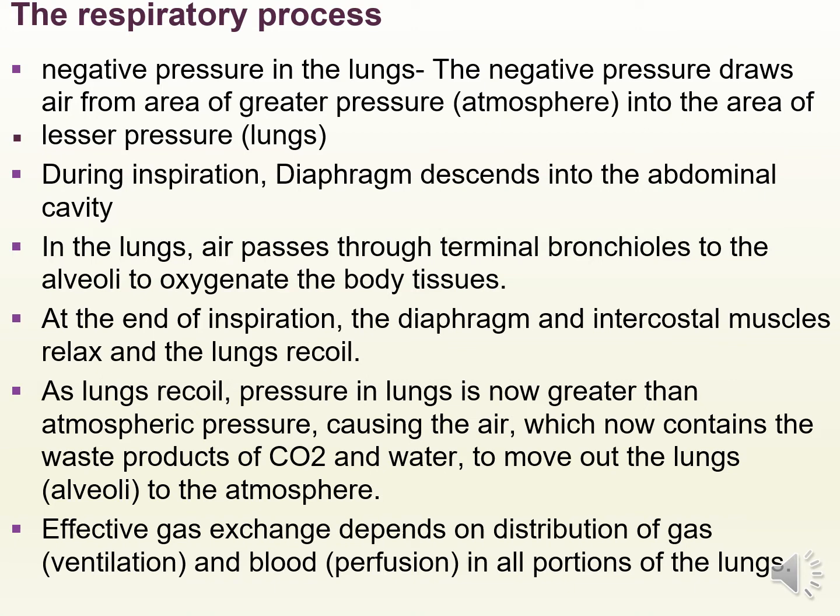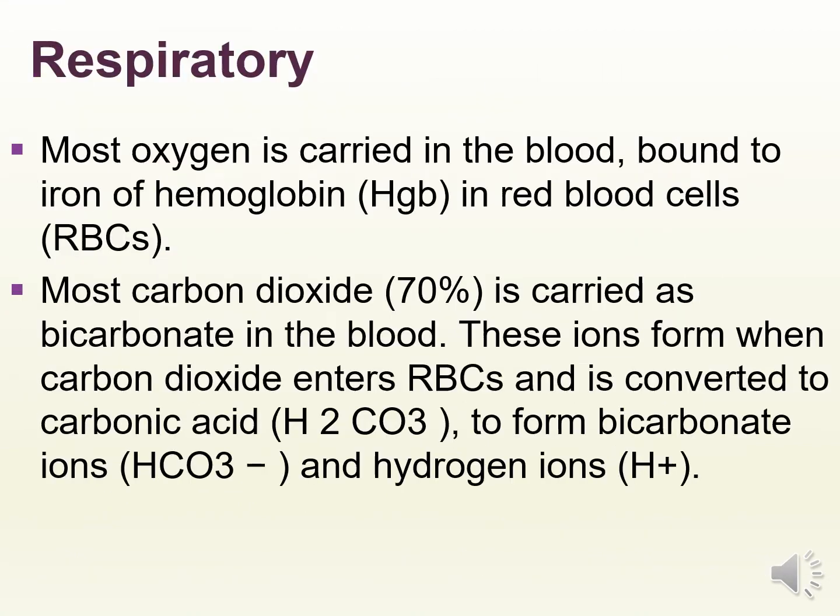Effective gas exchange depends on distribution of gas ventilation and blood perfusion in all portions of the body. Most oxygen is carried in the blood, bound to the iron of hemoglobin in the red blood cells. Most carbon dioxide is carried as bicarb in the blood. These ions form when carbon dioxide enters the red blood cell, is converted to carbonic acid, and then to bicarb ions and hydrogen ions.